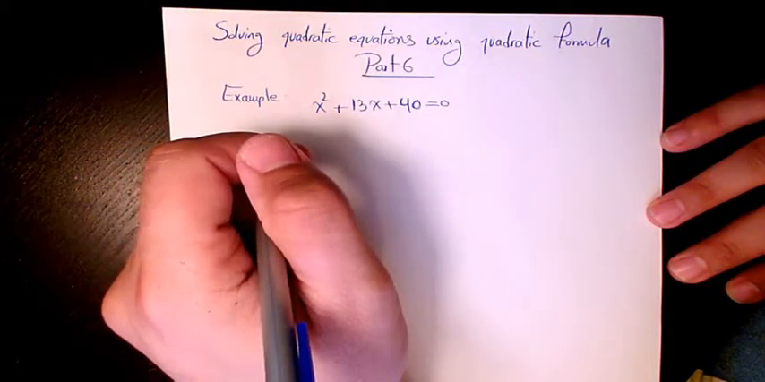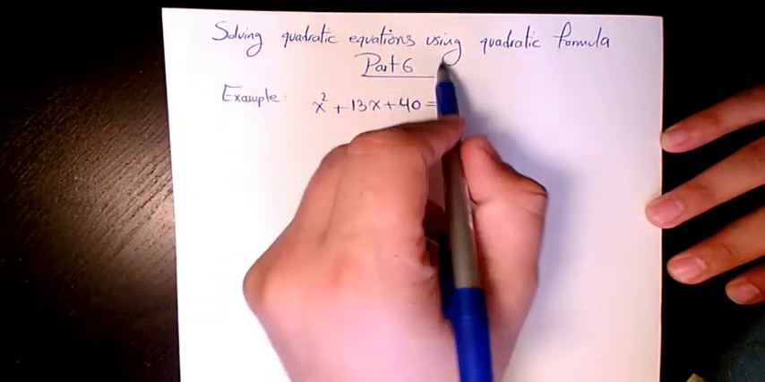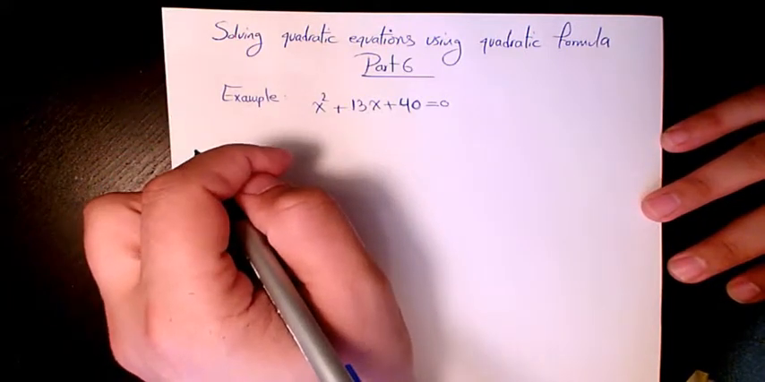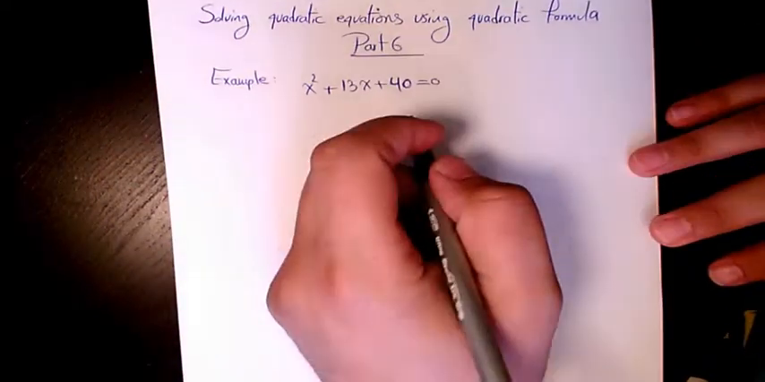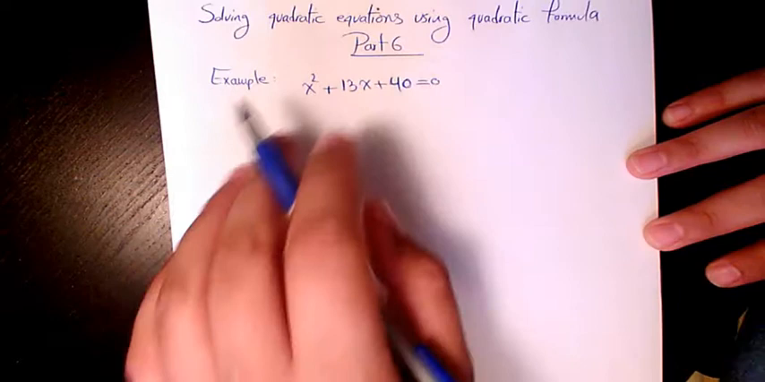In this video I want to show you how to solve quadratic equations using the quadratic formula. This is part 6. If you haven't watched the first 5 parts, I highly recommend you go back and start from part 1. In this example, I have x squared plus 13x plus 40 equals 0.